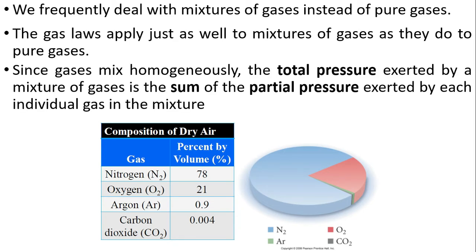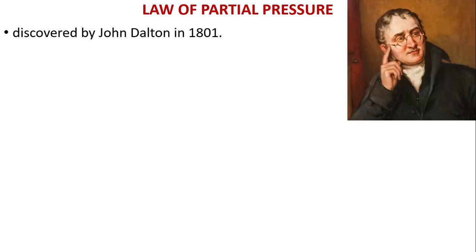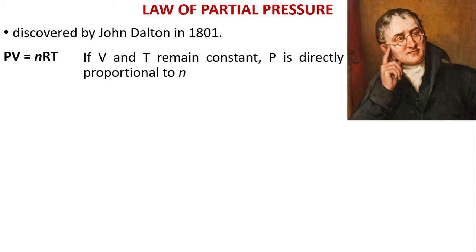Since gases mix homogeneously, the total pressure exerted by a mixture of gases is the sum of the partial pressures exerted by each individual gas in the mixture. So let's talk about the law of partial pressure. This was discovered by John Dalton in 1801. For any pure gas, PV = nRT holds true. Therefore, pressure is directly proportional to n, the amount of gas, if volume and temperature remain constant. Meaning, as n goes up, so would P, or the reverse.